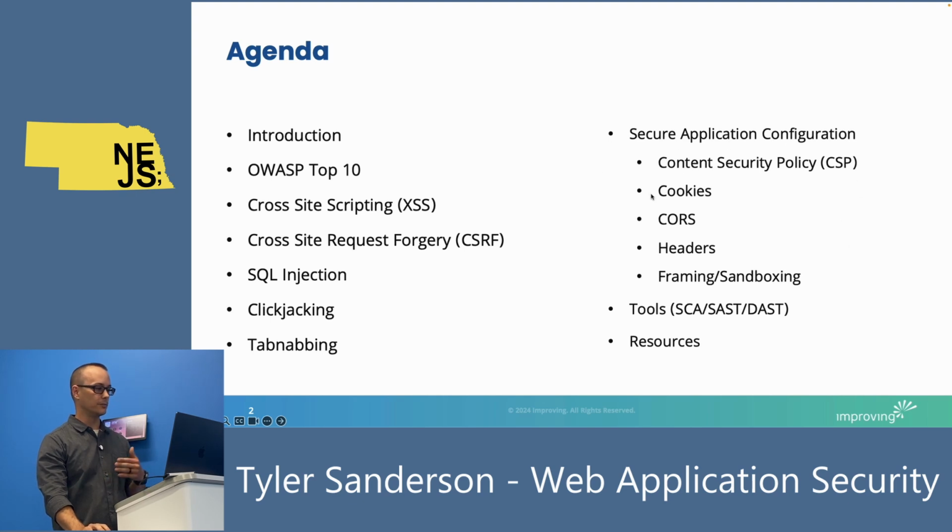And we'll talk about how content security policies, cookies, good best practices with cookies, I should say, CORS, headers, and best practices around framing can help secure our apps from various vulnerabilities like the 5 I'm going to talk about, but also others. And then we'll close talking about some tools we can use to help us keep our applications secure, and then some recommended resources.